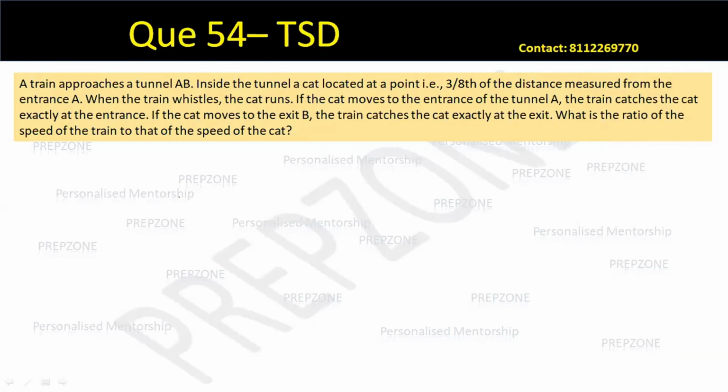A train approaches a tunnel AB. We have a tunnel AB, okay. Inside the tunnel, a cat located at a point that is 3/8 of the distance measured from the entrance A. 3/8 of the distance. So we'll assume this entire distance to be of say 8 units. Okay, which means यहाँ पे cat बैठी है 3 units, but this is 3 and this is 5. Here we have a cat.